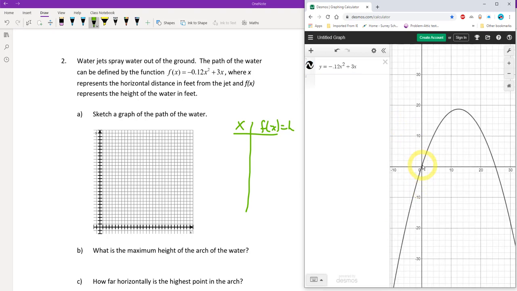Okay, so here's my graph. This is like you can imagine watering your lawn or whatever with a hose. The water spouts up, it hits a maximum, and then it comes back down somewhere else, okay? So it says, what's the maximum height?